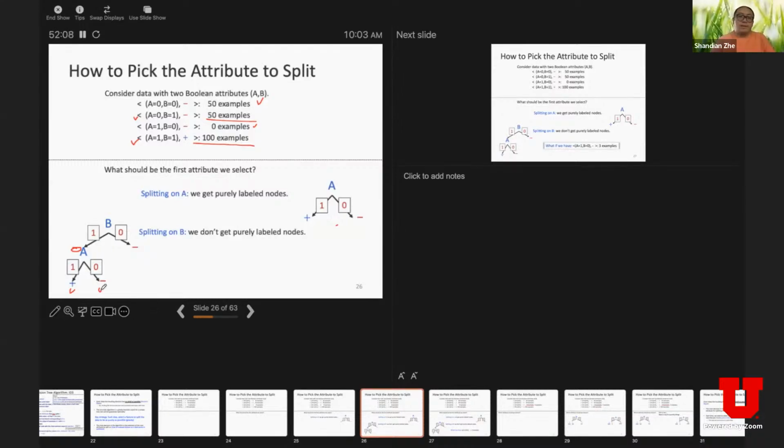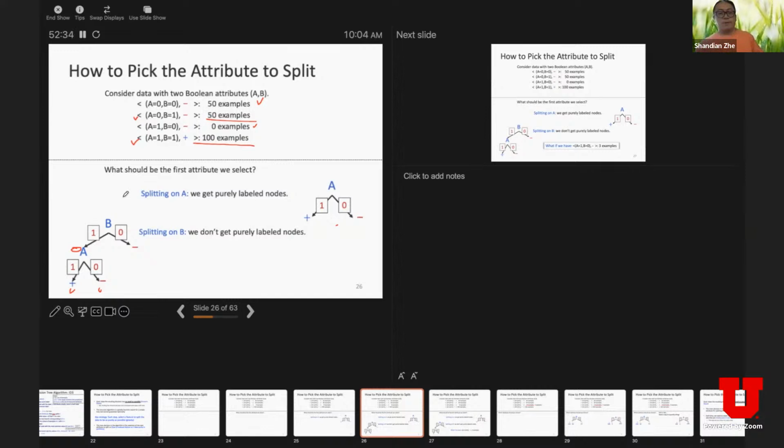You see that doing this by hand is very quick, very fast. But we need to first know how we measure the purity after you use each attribute to split the data sets, and then you're going to rank those attributes and pick the best one. Any question regarding here?